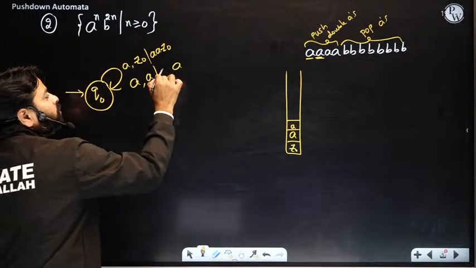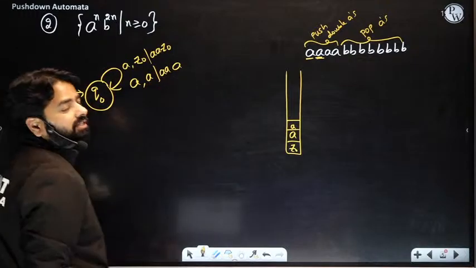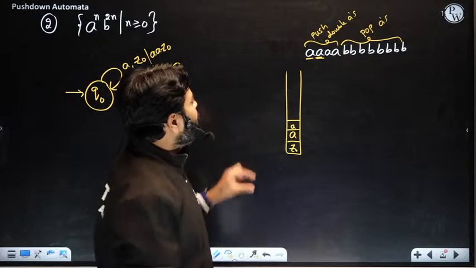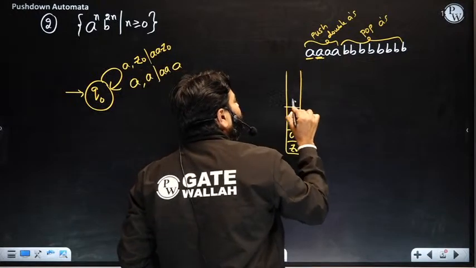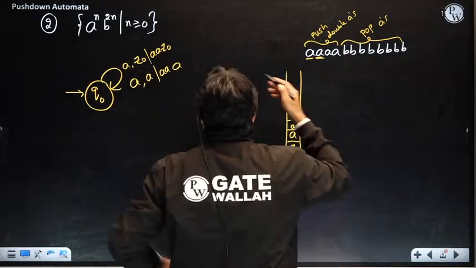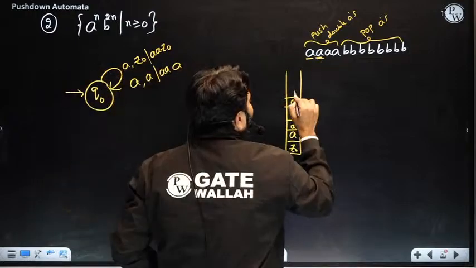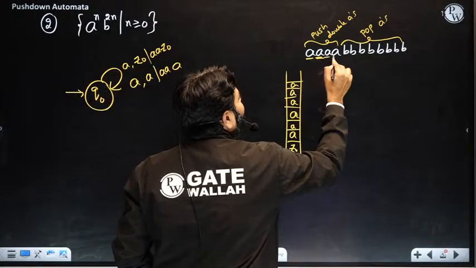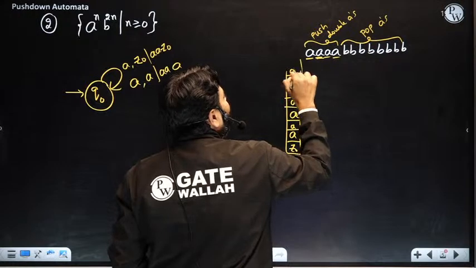How many a's you want to push? 2 a's. Total 3 a's, you have to see if I am picking this a. So this a, I am going to push 2 a's. Now this transition can help us. Every a will push 2 a's, right? Every a will push 2 a's. Now we have 8 a's.